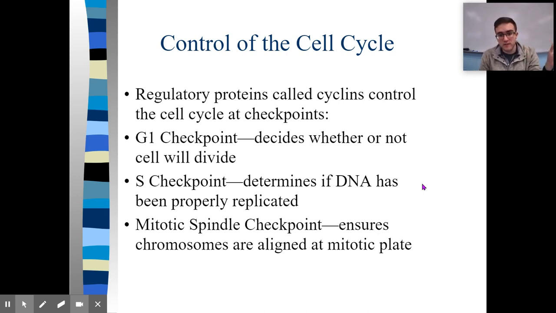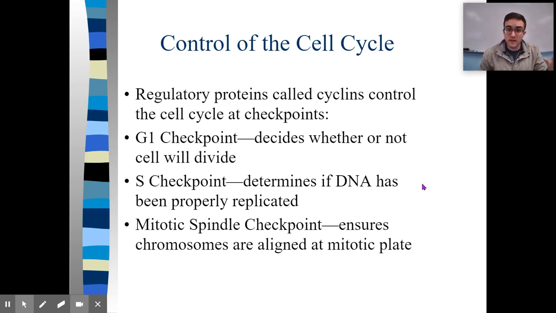So if the cell passes the G1 checkpoint, it then enters S phase. Then at the end of S phase, we enter another checkpoint. The S checkpoint determines if DNA has been properly replicated, because making sure DNA replication is accurate and we don't have mutations that could cause problems is very important. So the S checkpoint asks: we replicated DNA, is it accurate? Is it correct? Once the cell passes through the S checkpoint, it goes through G2 and enters the M phase.